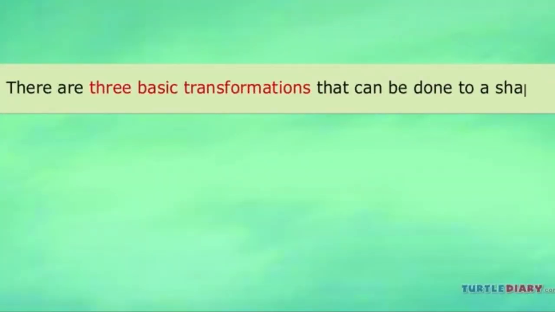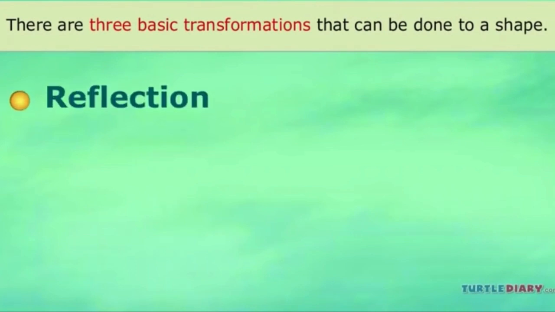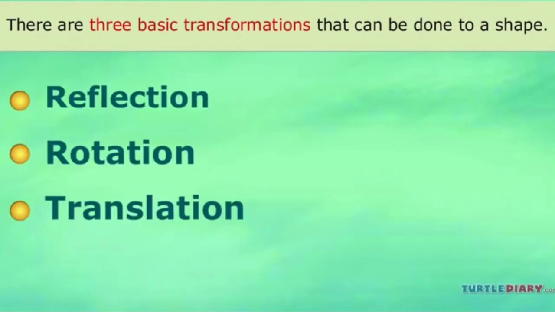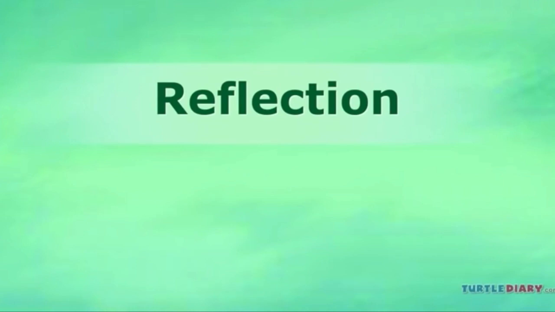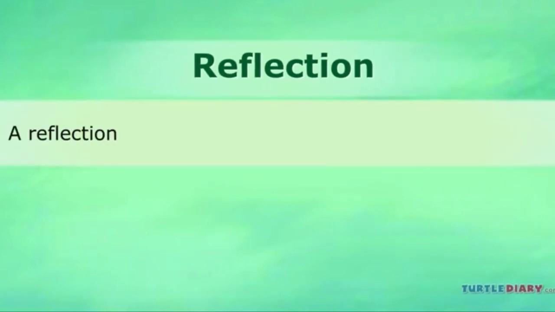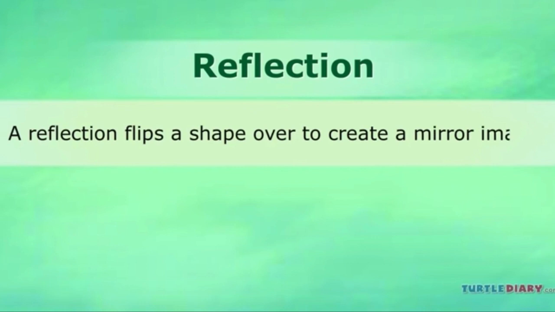There are three basic transformations that can be done to a shape: reflection, rotation, translation. These transformations move the shape without making any changes to its shape or size. Reflection. A reflection flips a shape over to create a mirror image.